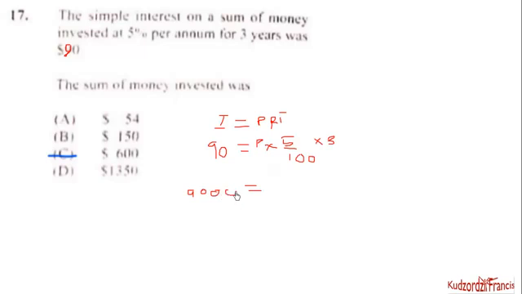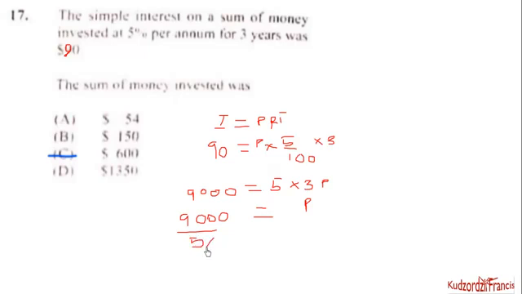Then we divide both sides by 9,000, so that will give you 5 times 3 times p. So when you divide both sides by 5 times 3, p will be equal to 9,000 over 5 times 3.